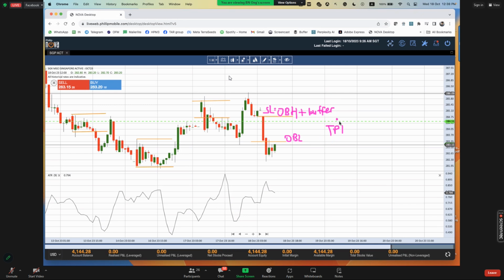Right now I'm doing the formula of your target profit 1. There are 3 target profits all together. But most of the time, when the market moves, it would already hit TP1. In this case, from what I'm looking at, it's already hit TP1. So TP1 is equal to OBL minus what?